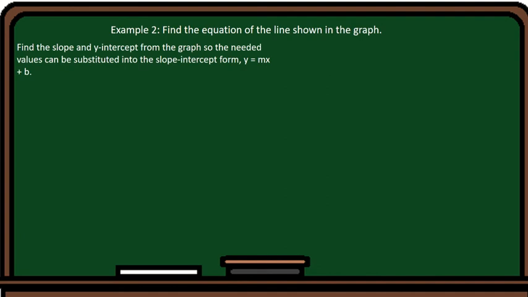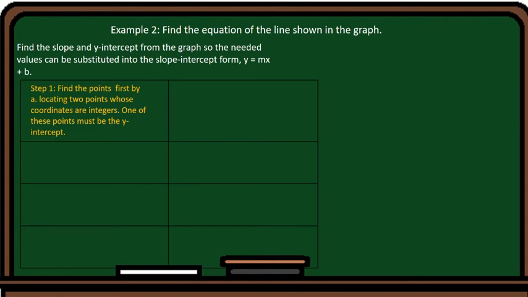For the second example, in finding the equation of the line, we are to find the equation of the line shown in the graph. So in this case, we will identify the m and b given the graph. So find the slope and y-intercept from the graph so the needed values can be substituted in the slope-intercept form, or y equals mx plus b.